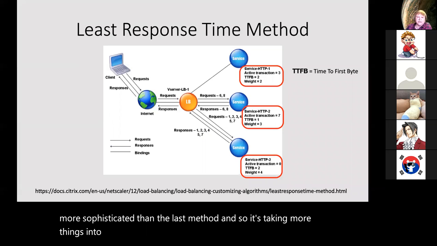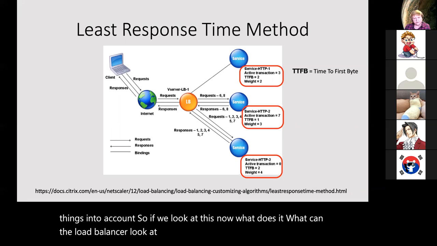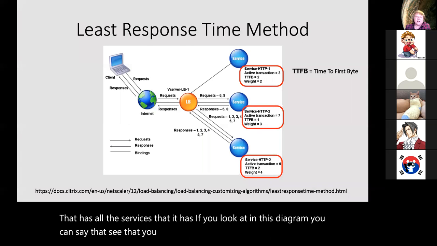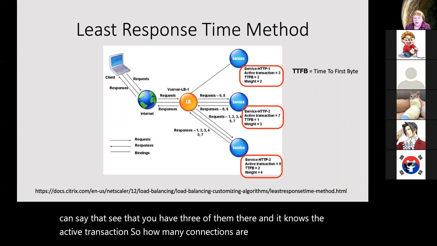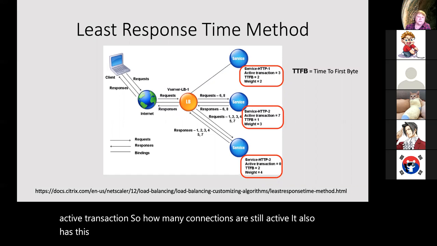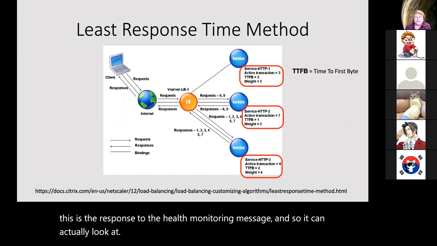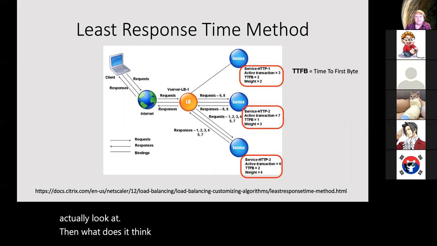So if we look at this, now what can the load balancer look at? For each of the servers that it has, or the services that it has, if you look at this diagram, you can see that you have 3 of them there. And it knows the active transactions, so how many connections are still active. It also has this timing, so time to first byte. In other words, this is the response to the health monitoring message. And so it can actually look at what it thinks the least heavily loaded node is. And so it'll use those pieces of information.